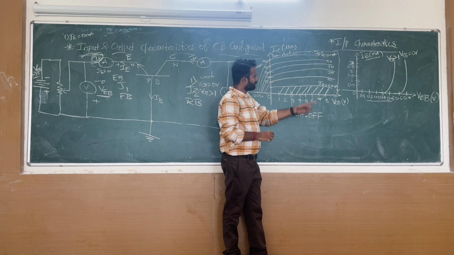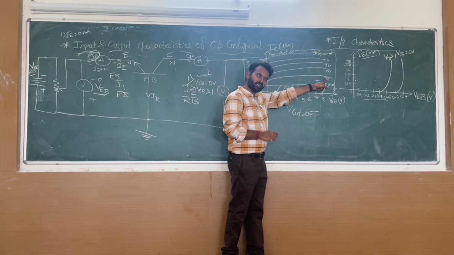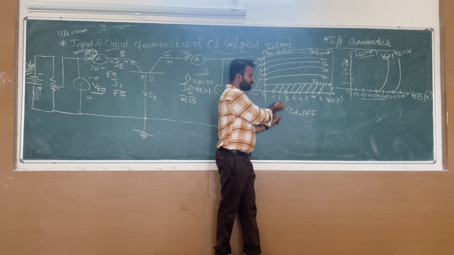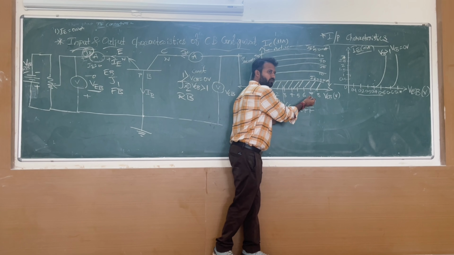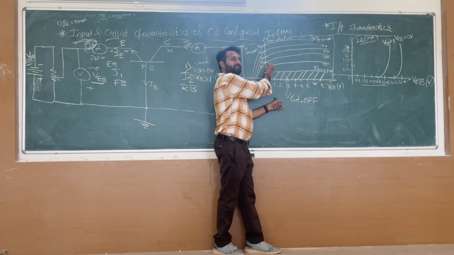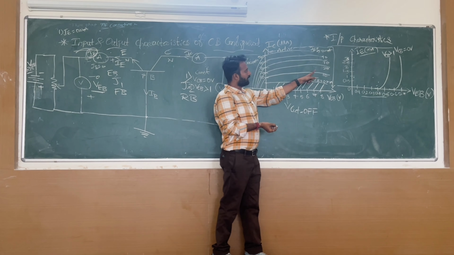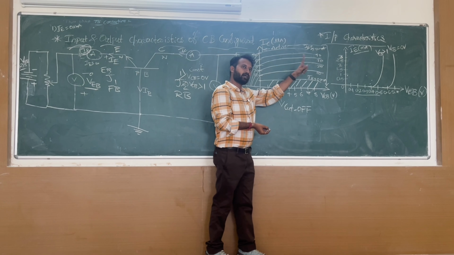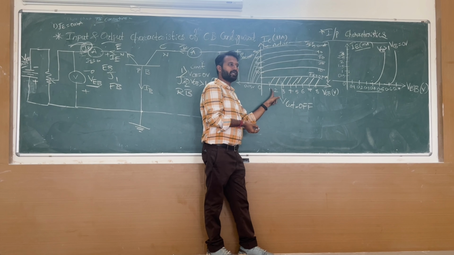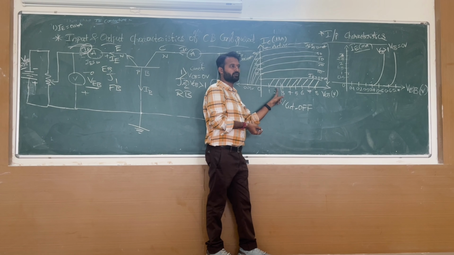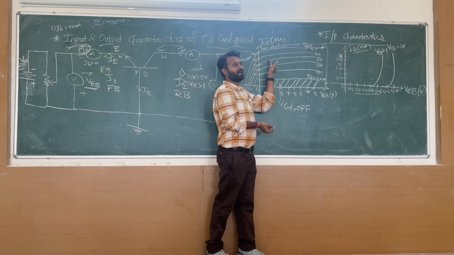Now second case, I will change IE to 10 milliamp. Again I will vary VCB in steps of 1, 2, 3, 4, 5 and I will note down IC. Third case, IE is equal to 20 milliamp. Again I will repeat this step: I will vary VCB in steps of 1, 2, 3, 4, 5 and note down IC.